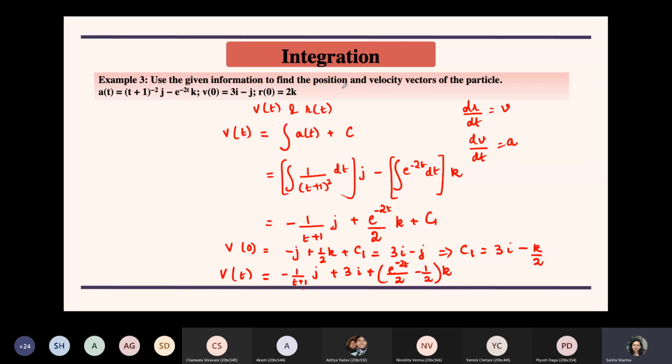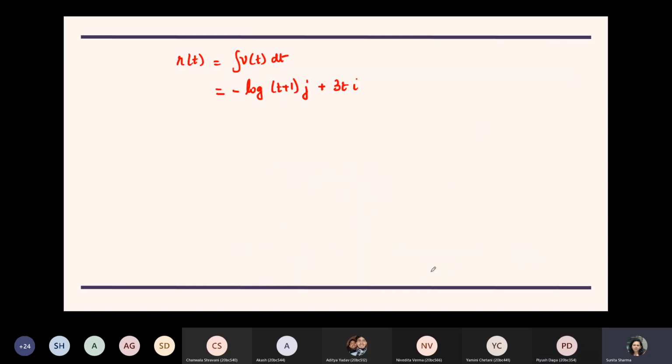3ti. So if I take this term next, the integral of 3i is 3ti, and then for this next term, e to the power minus 2t over 2, what is the integration of this? E to the power minus 2t over 2 gives minus e to the power minus 2t upon 4. Okay, and the second term is minus half t. So I have minus e to the power minus 2t by 4. This is along the k component.